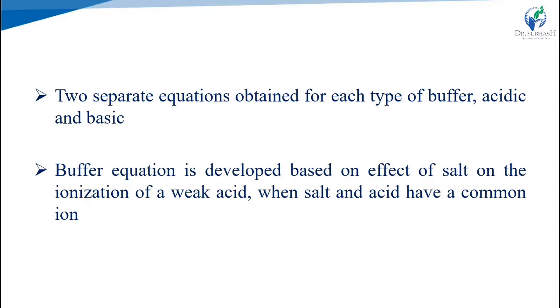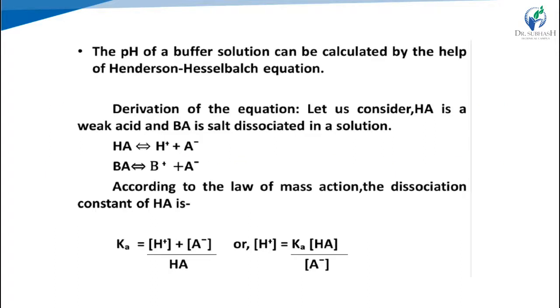The buffer equation is developed based on the effect of salt on the ionization of a weak acid, when the salt and acid have a common ion. So we have to find the buffer equation for a weak acid and its salt, that is, the buffer equation for the acid buffer. In that case, the acid is known as a proton donor. The pH of an acid buffer can be calculated from the dissociation constant Ka of the weak acid, and the concentrations of the acid and its salt that is used.